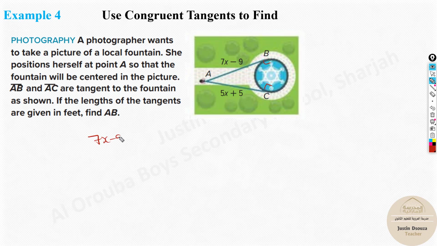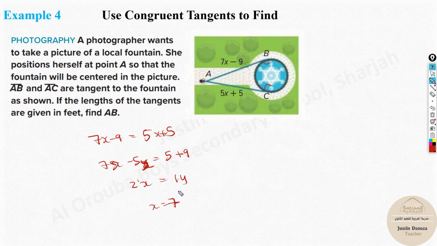So it'll be 7x minus 9 equals 5x plus 5. Now we just solve for the x value. Since 5 is smaller, I'll take it to the other side. It will be 7x minus 5x is equal to 5 plus 9. Now it's 2x, sorry, I don't know why I wrote y. This is supposed to be x. It's 2x is equal to 9 plus 5, which is 14. X is 7. But this is not the answer.